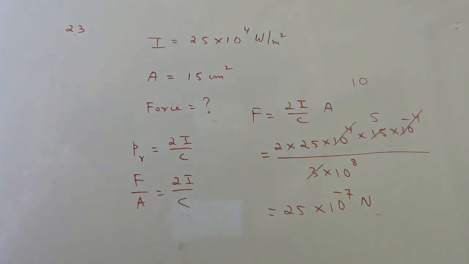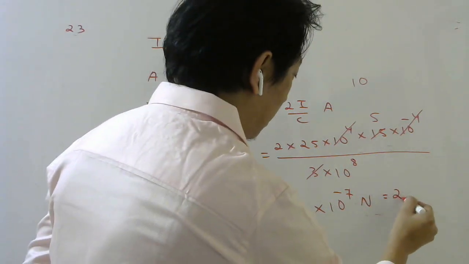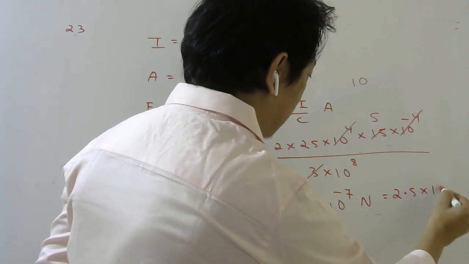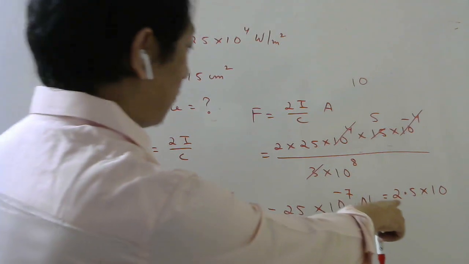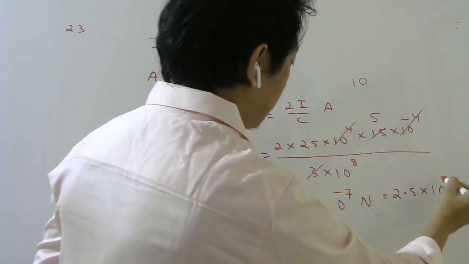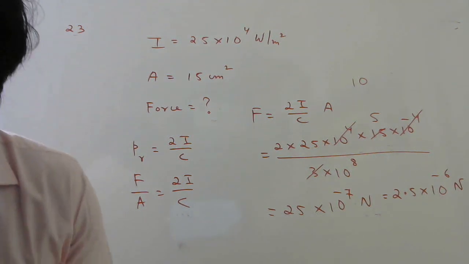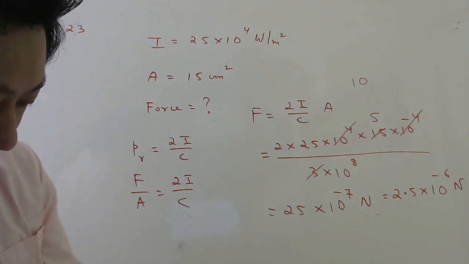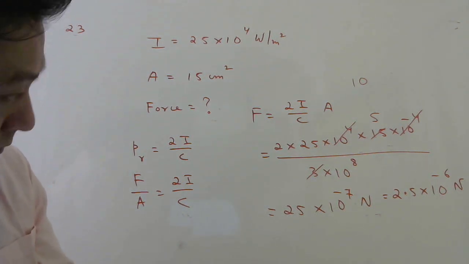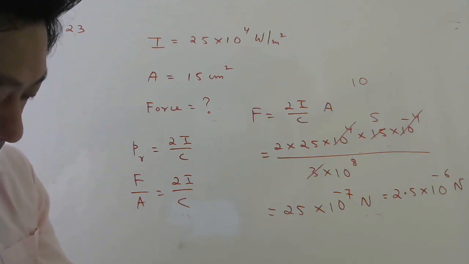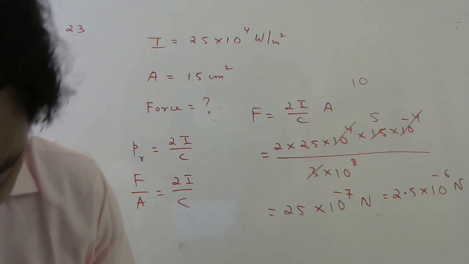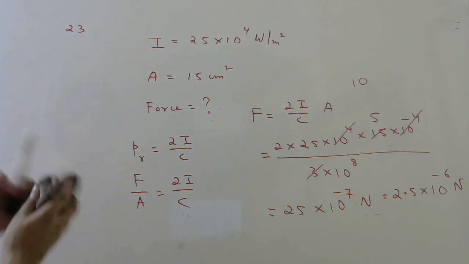So 25 into 10 power minus 7, or we can write 2.5 into 10 power. So at 2.5, I have to multiply with 10. So it will be 10 power minus 6. Correct? No? So let's see which way they have given. Option B. Okay. Let's go with the next one.